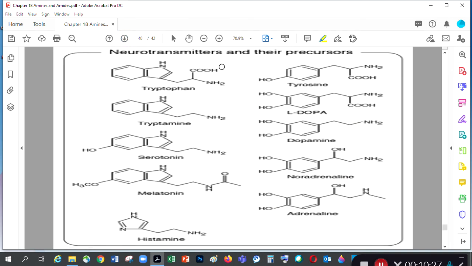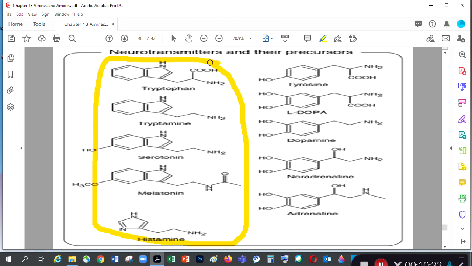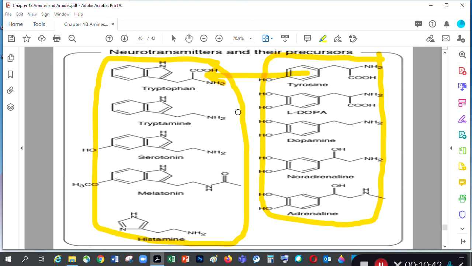So now these are the neurotransmitters, and those are the precursors. Here we have the precursors, so we can go from one to the other, and from one to the other, and so on. So you can see we can go from one to the other one. So this is a precursor. You start here and you end up producing neurotransmitters.